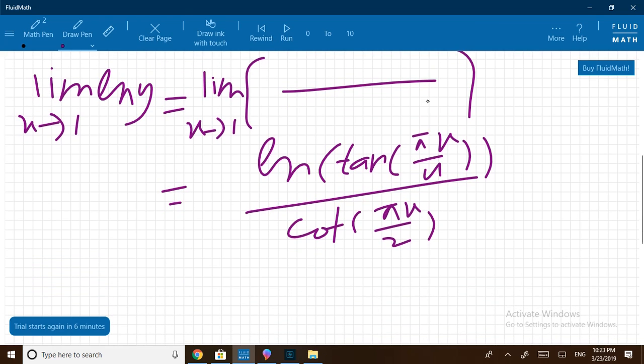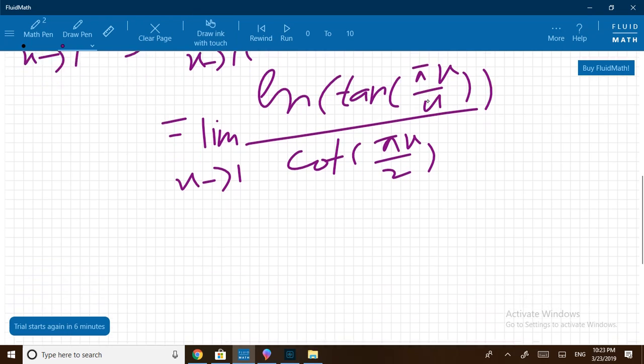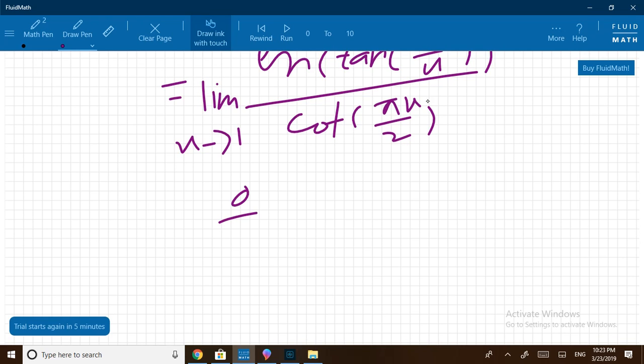So if I put the limit x approaches to 1, tan(π/4) is 1, and the natural log of 1 is 0. Again, cot(π/2) is 1 over infinity, meaning 0. So this is 0 divided by 0 form, which means indeterminate form.